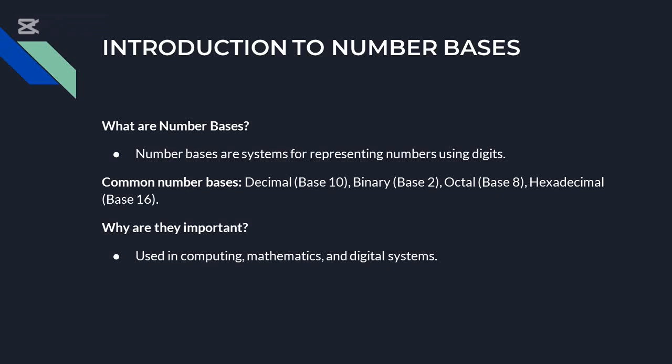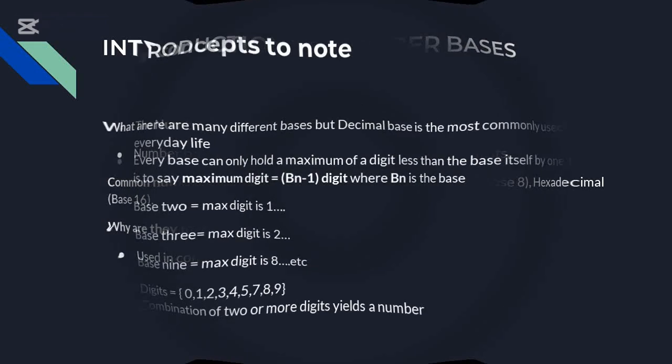There are also other types of bases. We have base 9, base 3, and so many more. But these are the common ones. Why are they important? Most of these bases, especially the decimal base, the binary, and then the octal base, are used in computing, mathematics, and then we have the digital systems, majorly the bytes, to understand the data storage in computing ICT.